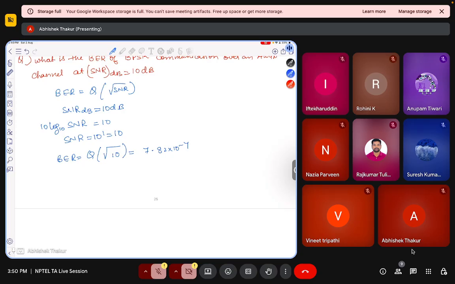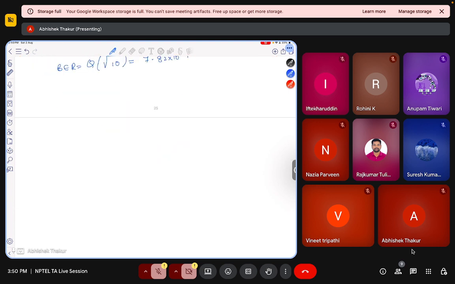So now we will see bit error rate and symbol error rate for QPSK.